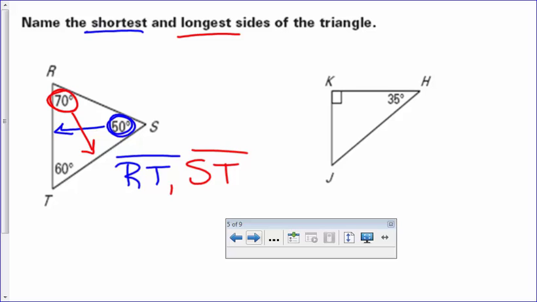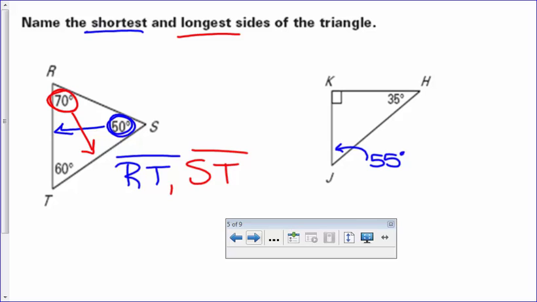All right, can you do the second one on your own and find the shortest and longest sides? Hopefully you realize that we're missing the third angle, so we have to do some calculations to figure this out. So this should be 55 degrees. We knew 35, we knew 90, subtract that from 180, and we get 55 degrees. And now you should be able to figure out your shortest and longest sides.